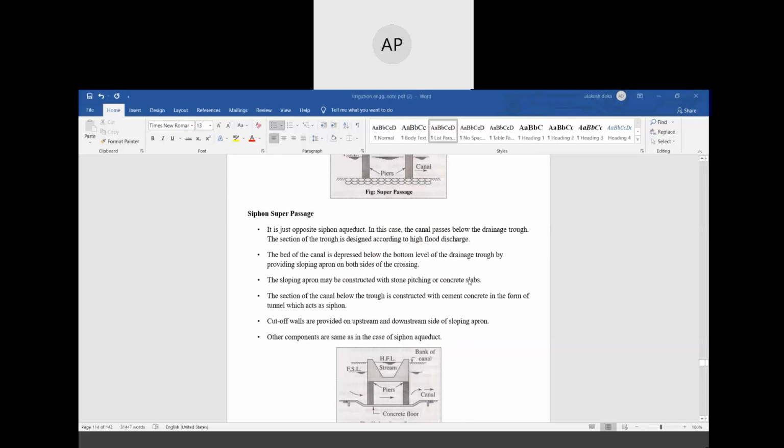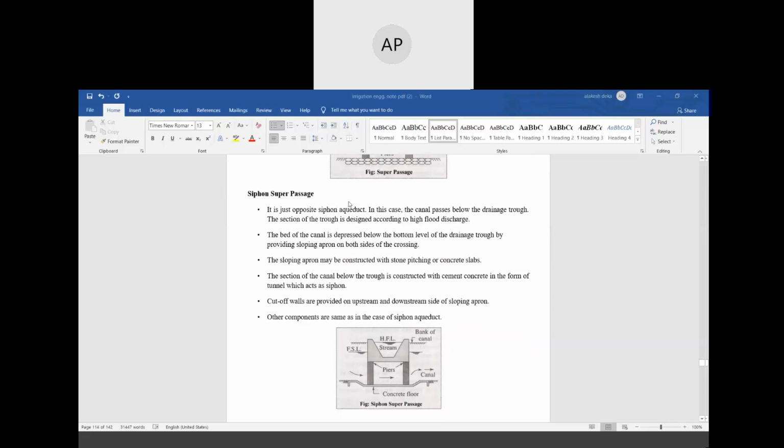Next is the siphon super passage. It is the opposite of the siphon aqueduct. In this case, the drainage is designed according to the high flood discharge, and cutoff walls are provided on upstream and downstream. Other components are the same as in the case of a siphon aqueduct. This is the canal, full supply level, high flood level, stream, piers, and below there is a concrete floor.